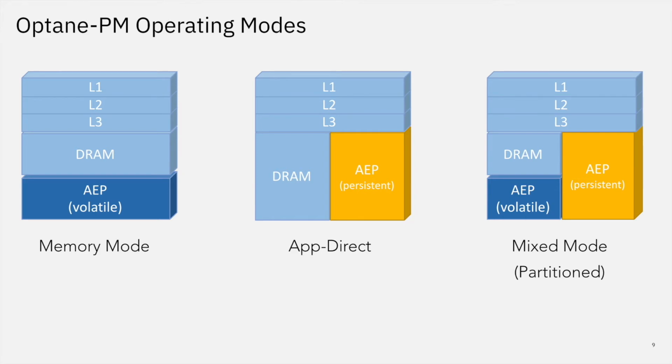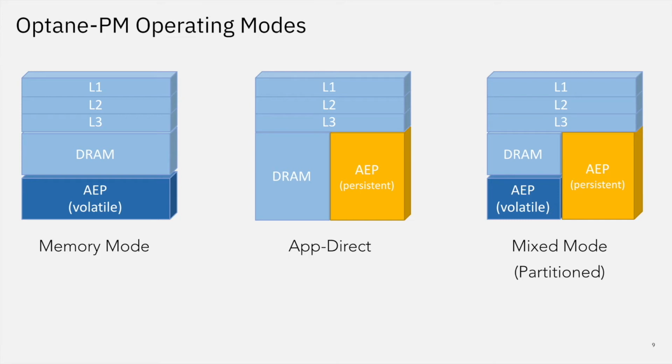Optane PM can be operated in 3 modes: memory-only mode, app-direct mode, and mixed mode. In memory-only mode, persistent memory is exposed as a volatile main memory, and the DRAM is essentially an L4 cache in the hierarchy. Note that in this mode, data are not persistent.